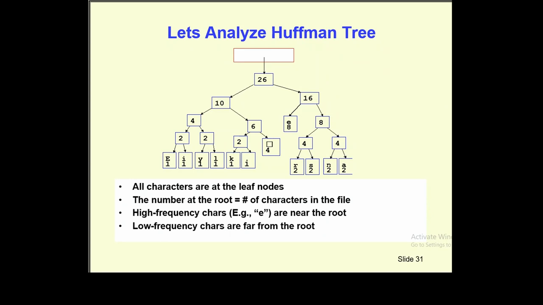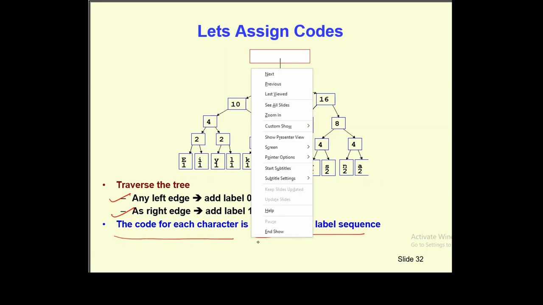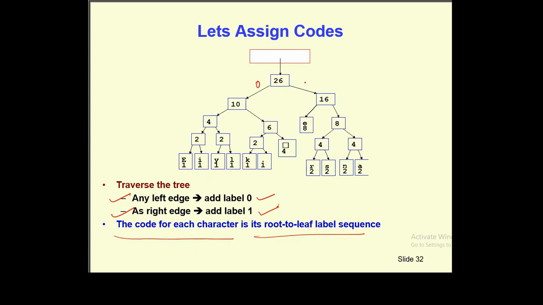So how can it happen? We will simply label the edges of the tree by traversing it from the root. Any left edge is labeled 0, any right edge is labeled 1, and the code for each character, or the pattern for each character, is its root to leaf label sequence. Every left is 0, every right is 1. So you can see here, this is the labeling.